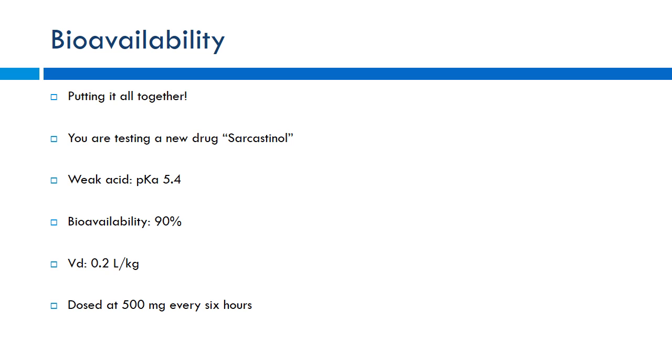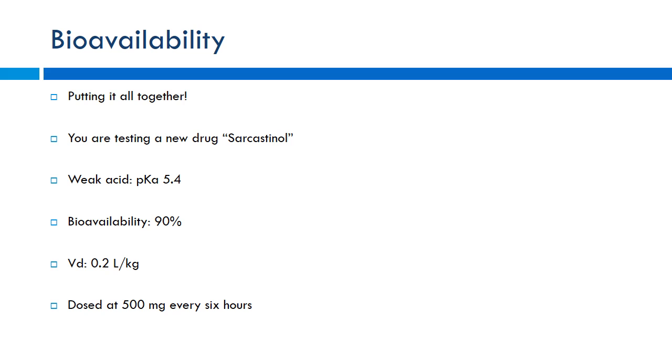Okay, so let's say we made up a drug called sarcasinol. I'm probably overdosing on that right now. So let's say the drug is a weak acid. It has a pKa of 5.4 and a bioavailability of about 90%, and the volume of distribution is 0.2 liters per kilogram. A standard adult dose would be 500 milligrams every 6 hours.